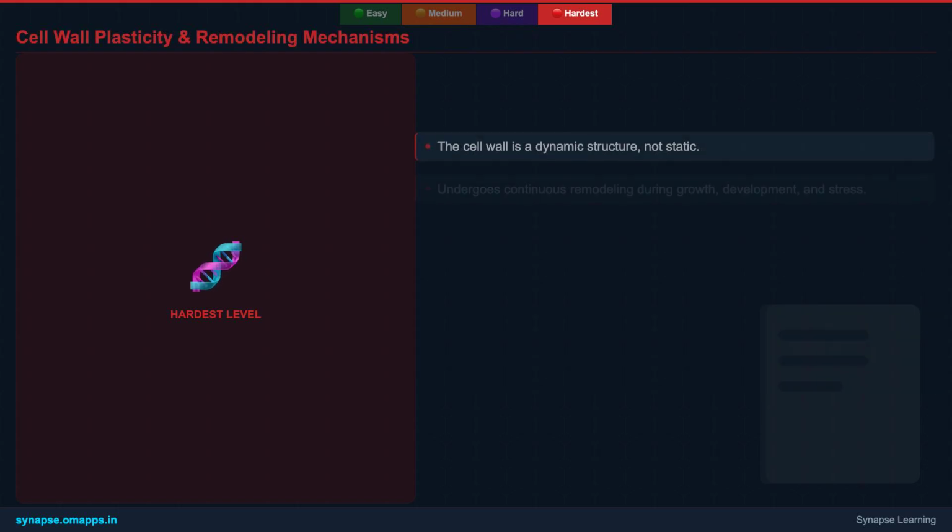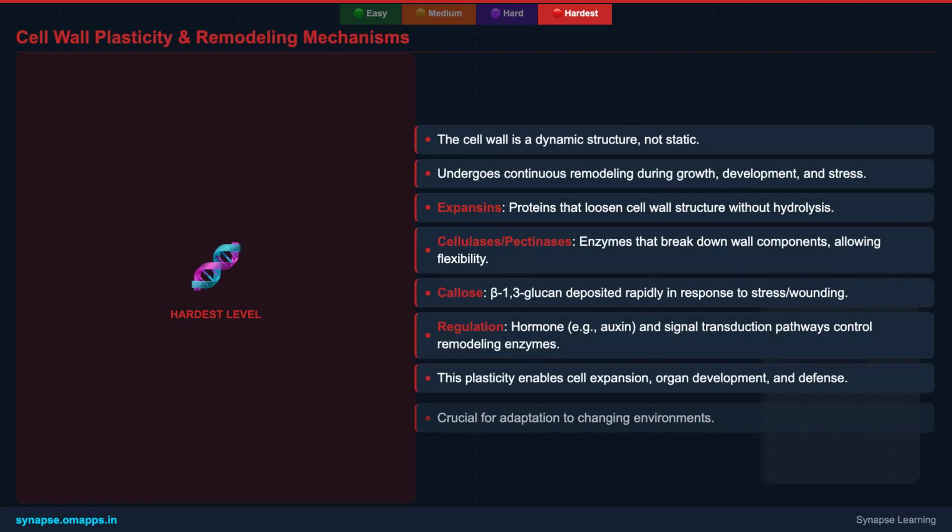The cell wall is not a static barrier but a dynamic, plastic structure constantly remodeled throughout a plant's life. This plasticity is crucial for growth, development, and adapting to environmental cues. Proteins called expansins play a key role. They loosen the cell wall without breaking it down, allowing for cell expansion.